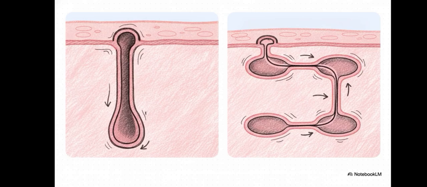Now, a fistula, on the other hand, is totally different. It's essentially an abnormal tunnel. It's a communication that connects the lumen of one hollow organ to another, or it connects a hollow organ directly to the outside of your body.